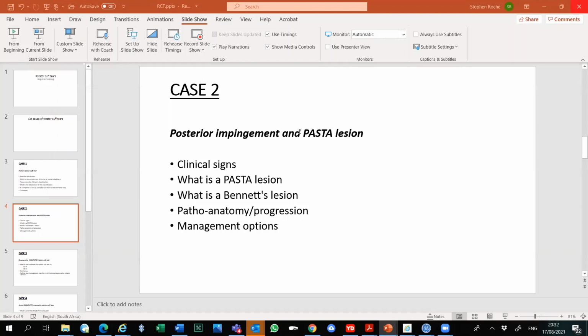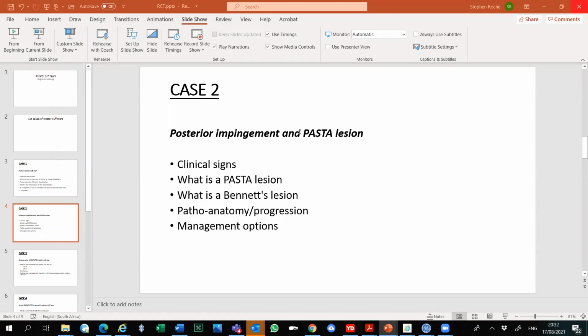Might be because of a tight posterior capsule, so a traction ossified lesion. Yeah, so it's traction of the posterior labrum on the posterior glenoid, and you get heterotopic bone or ossification underneath there. And they get a micro tear of that labrum at the same time.